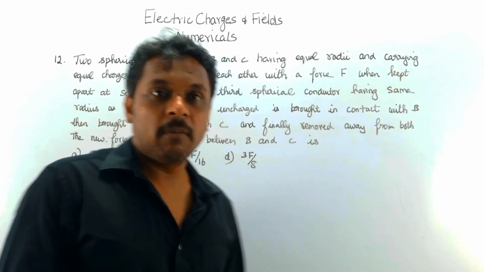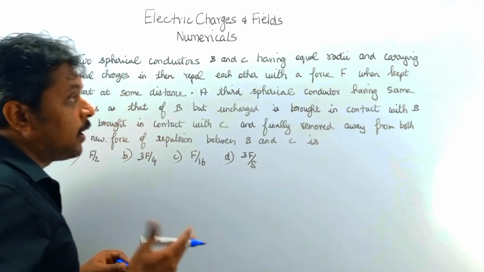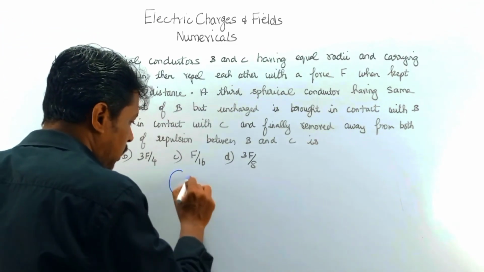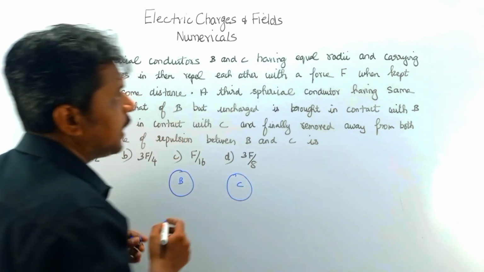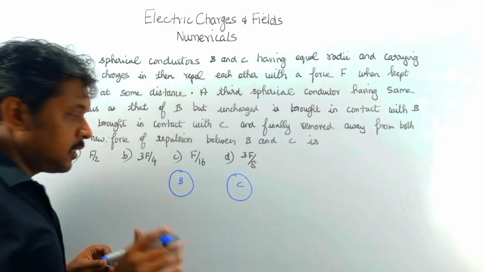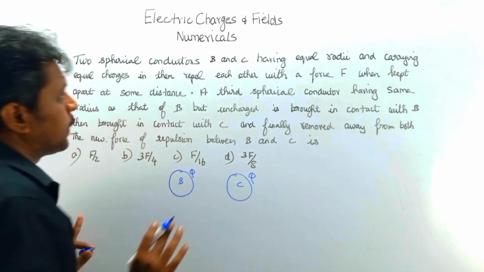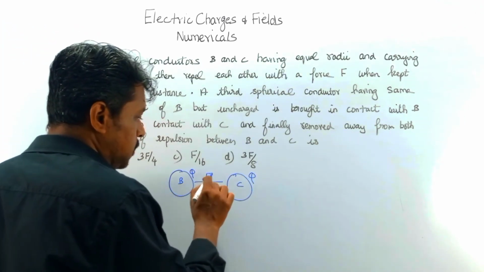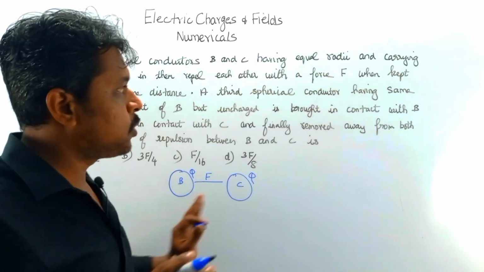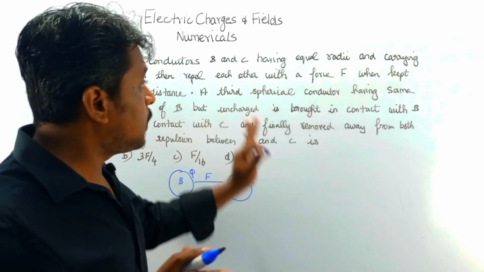And here we have the 12th problem. Here we have two spherical conductors B and C having equal radii and carrying equal charges. Let us take the charges as capital Q for both of them. They are positive charges, so they repel each other with the force F when kept at some distance.